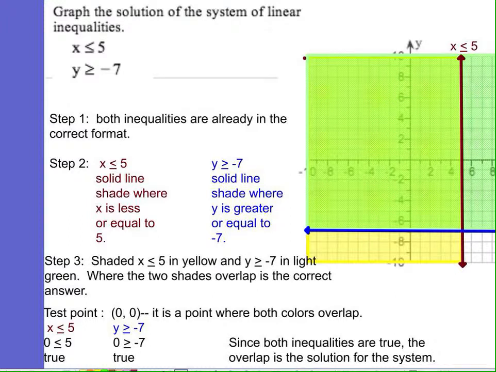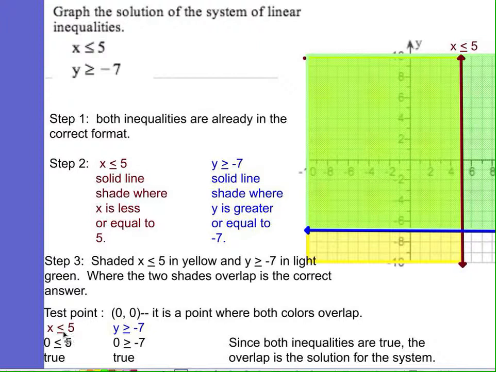Notice, when we shade those areas, there is a certain part of the graph where both colors are. In this case, right here on the upper left of where our two lines were graphed. Since that's where the two colors overlap, we're going to take a test point. I pick (0, 0). It's my favorite test point to use if I can use it. So x is 0 and y is 0. If I shaded this correctly, both inequalities should be true.